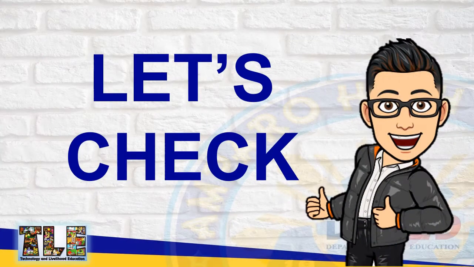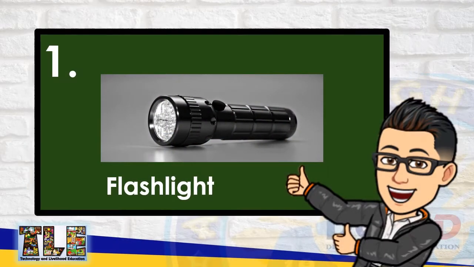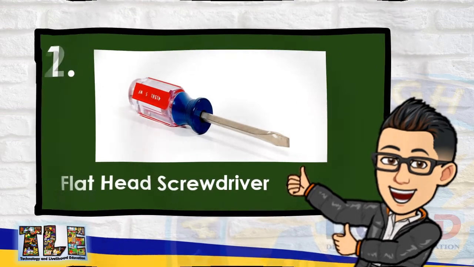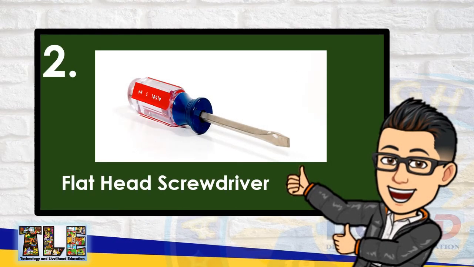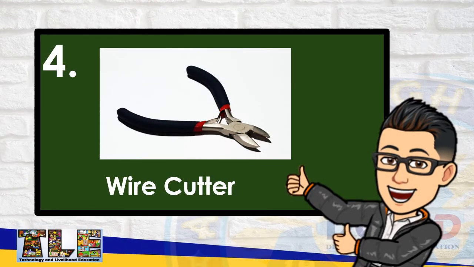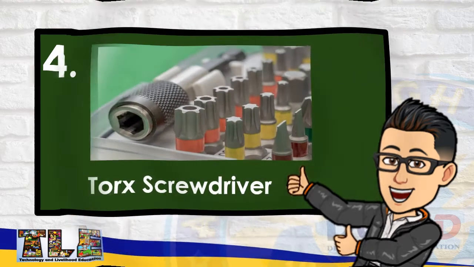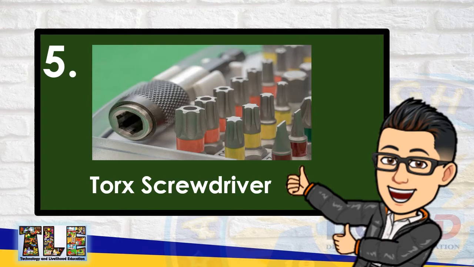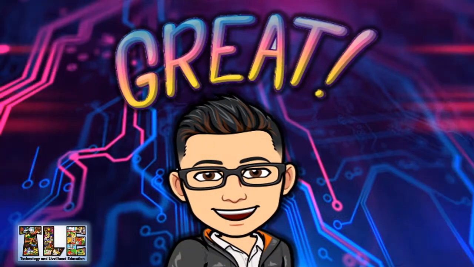Let's check your work. For number 1, we have flashlight. Number 2, we have flathead screwdriver or flat screwdriver. We have hex driver. For number 4, we have wire cutter. Number 5, we have Torx screwdriver. Great.